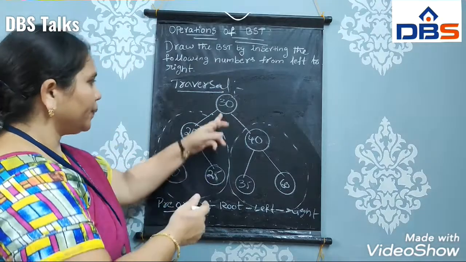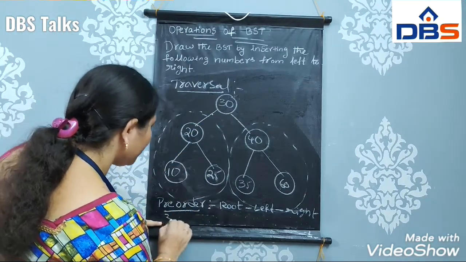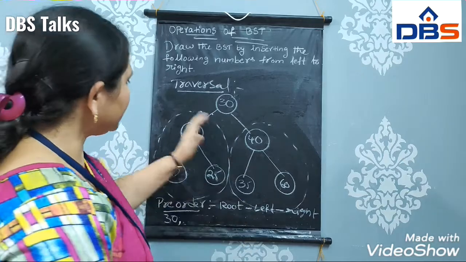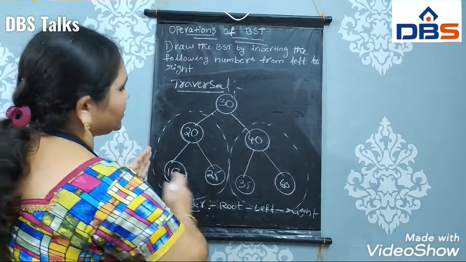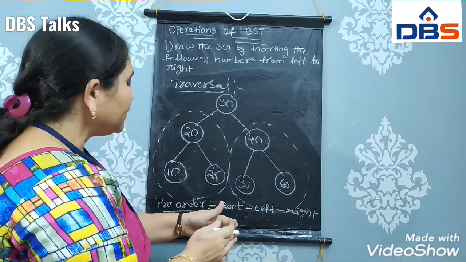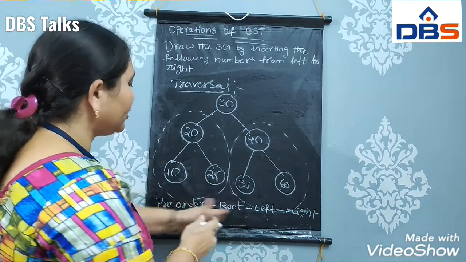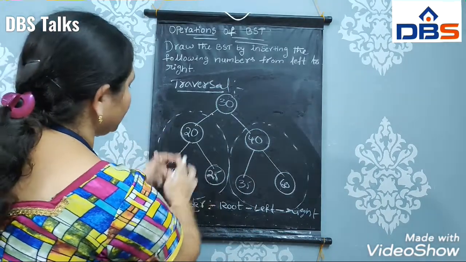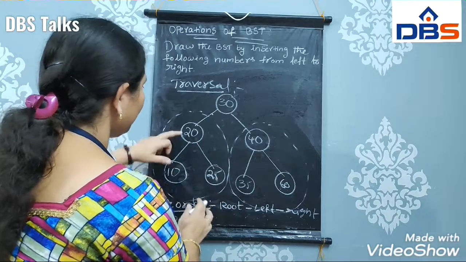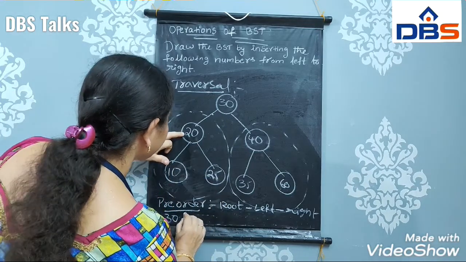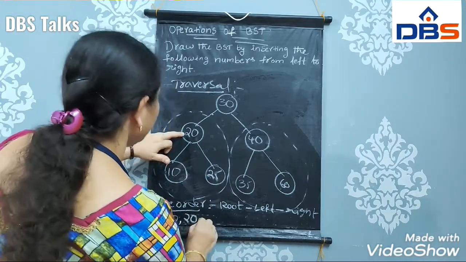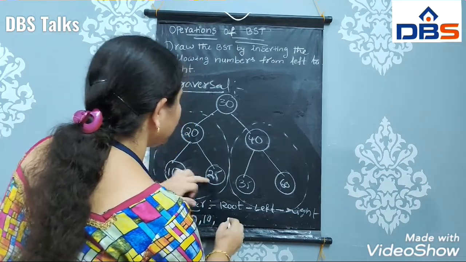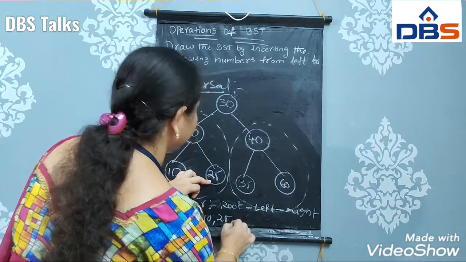So, what is the root? Root is 30. What is left? Here we have the left subtree. We apply the definition of pre-order again in the left subtree. Now we perform root. What is root? 20. What is left? 10. What is right? 25.